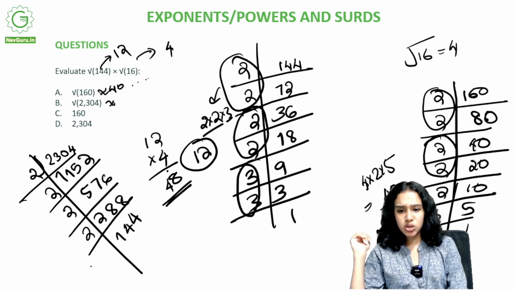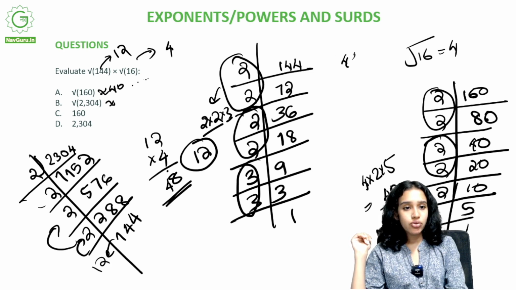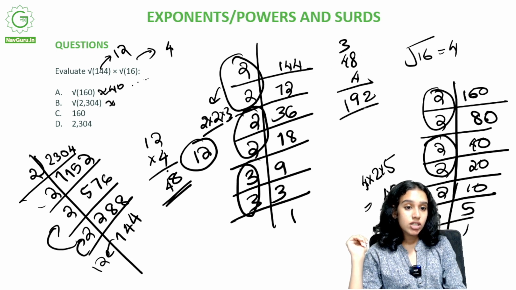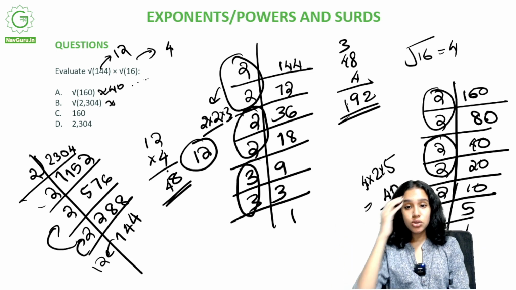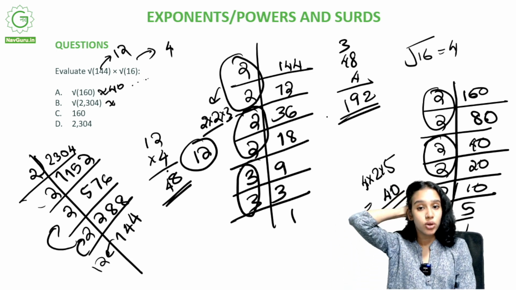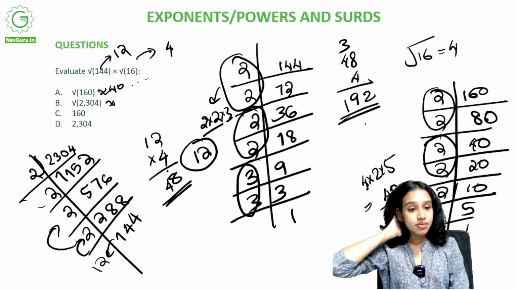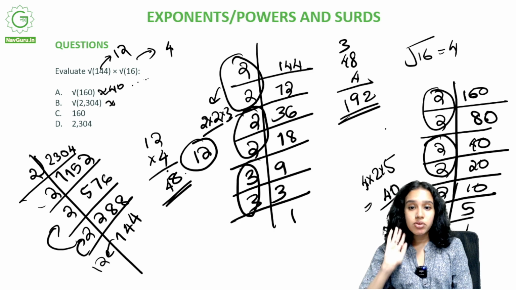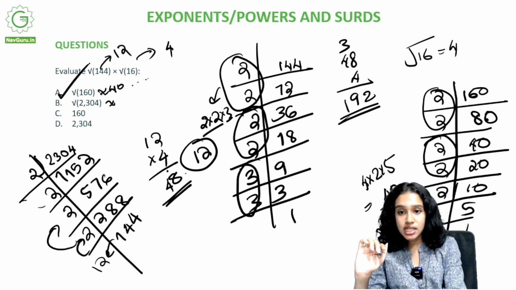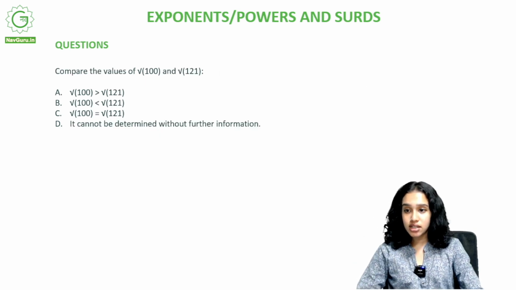Now this we know that it's 12, right? 144 is 12, 24, 48 and 48 into 4. 8 4s are 32, 4 4s are 16 and 19. It's 192. It's a very huge number. So 12 into 4 is basically what? 12 into 4 is 48. And which is the number which is closer to it? Root of 160. So we choose it as the answer.